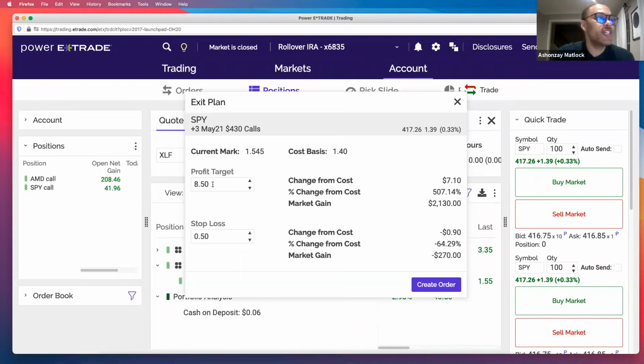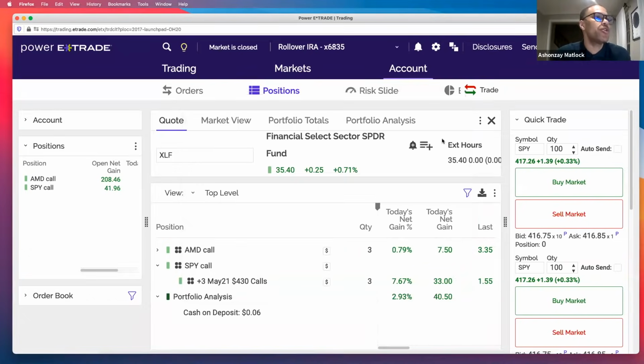So if it never reaches 850, and it looks to expire, you're probably just going to cash out at that 50 cents, but you could miss out on profit. So you want to be realistic with your profit setting. However, this right here is a no-brainer, because if you know what your profit target is, you can automatically put it in with a stop loss, create order, and sit back and chill. So that's really the profit and loss for the exit plan tool that I want to show you guys.